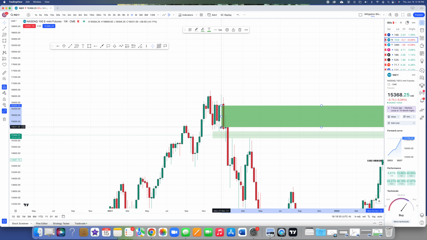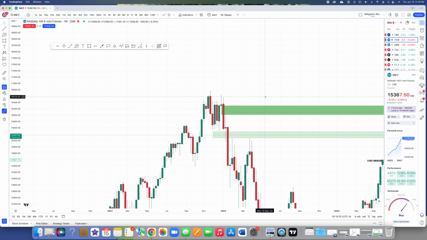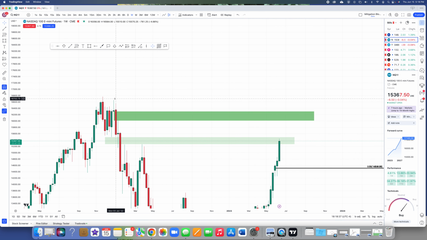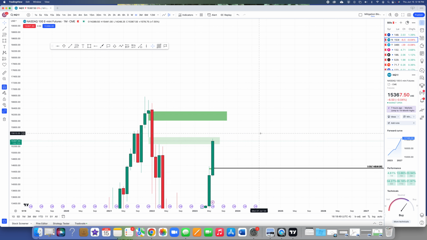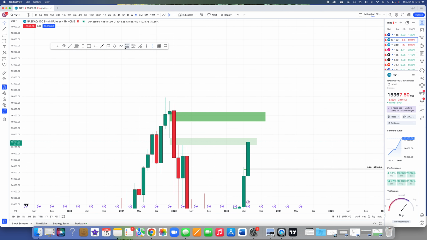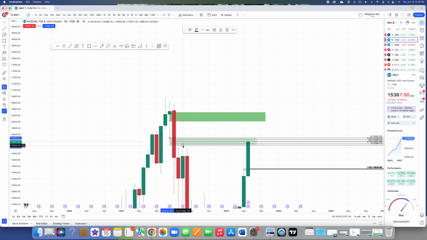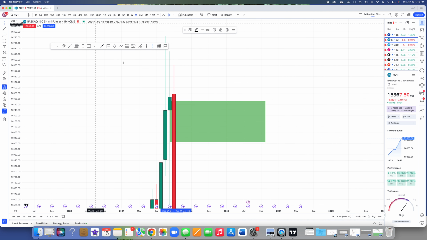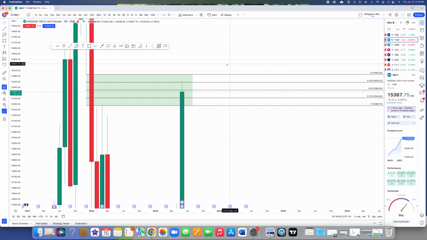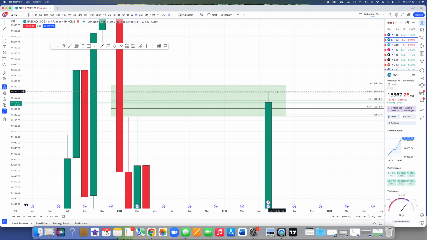So there's a good weekly level to be watching for. That imbalance needs to be filled in. I expect that to be filled in here next week or the week after. If it doesn't, that would be odd. But that's what I'm looking for. And then let's see if it closed at consequent encroachment. Wow, that's amazing. Just shy of it.